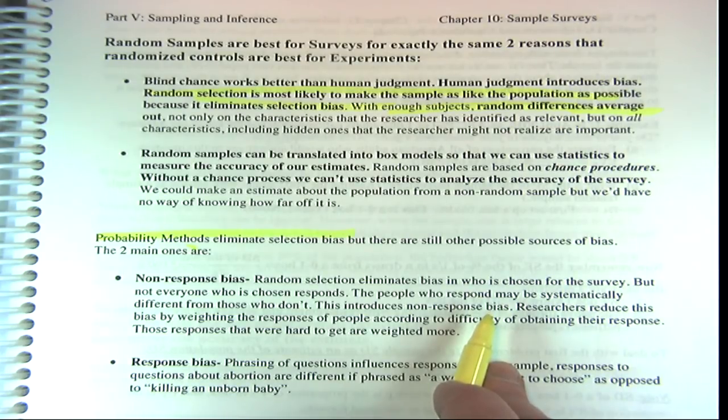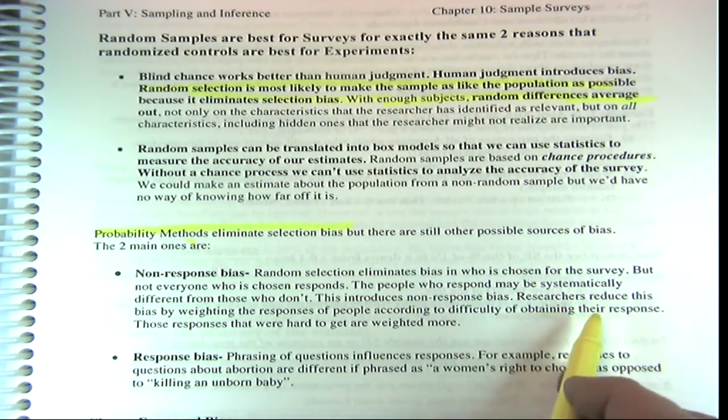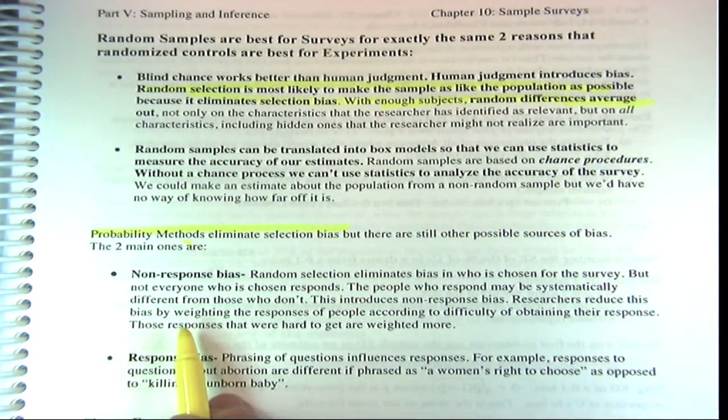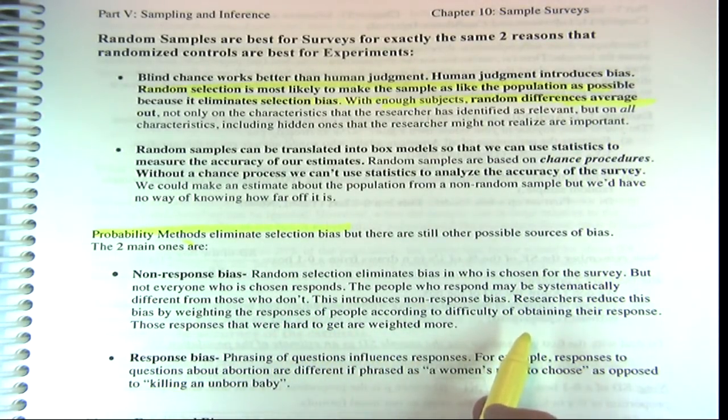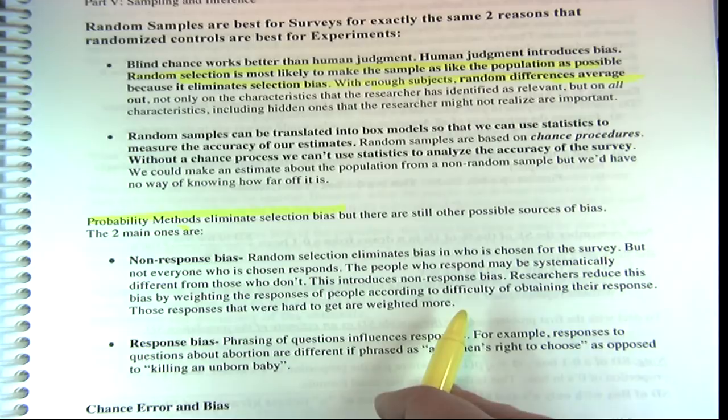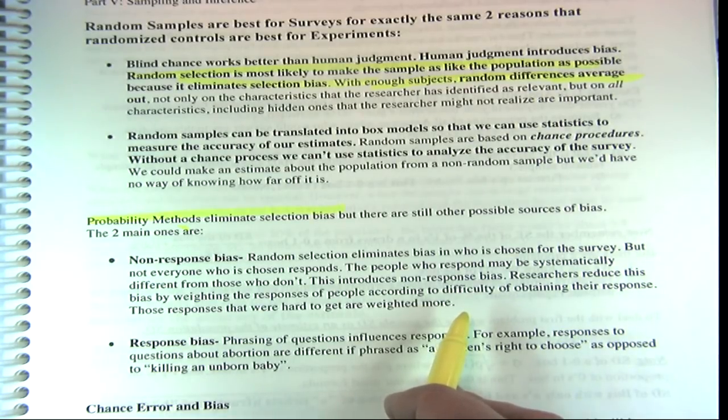Not many people are responding because the people who respond are going to be different than the people who don't. So even if you try to reach out to more people, you're still going to have that same non-response bias. So what researchers do to reduce this is weigh the responses of people according to the difficulty of obtaining their response. Okay, so if a young person does answer the survey, their response is going to be weighted much more than an older person's.